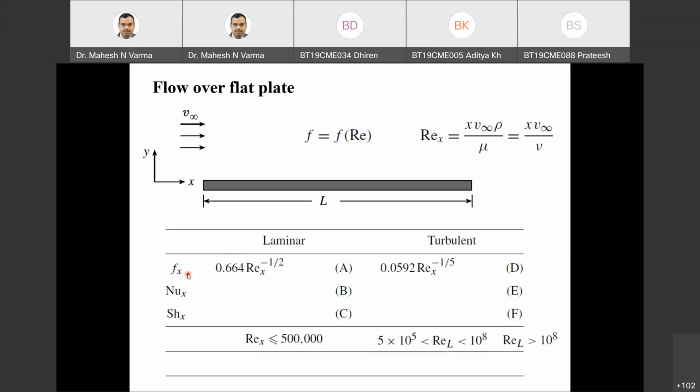This is how I can get a local value of friction factor for laminar flow. This is how I will get a local value of friction factor for turbulent flow. For transient flow, I need to use both. Up to 500,000 I will be using the laminar flow equation. After 500,000 I will be using the turbulent flow equation. But if the maximum value of Reynolds number is greater than 10 raised to 8, then I will consider the whole flow as dominated by turbulent flow only, and you need not consider the laminar flow. And using this and the Chilton-Colburn analogy.